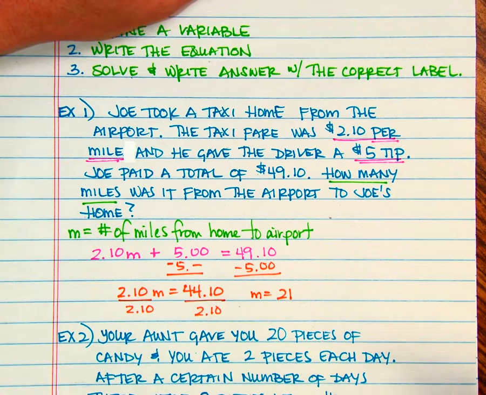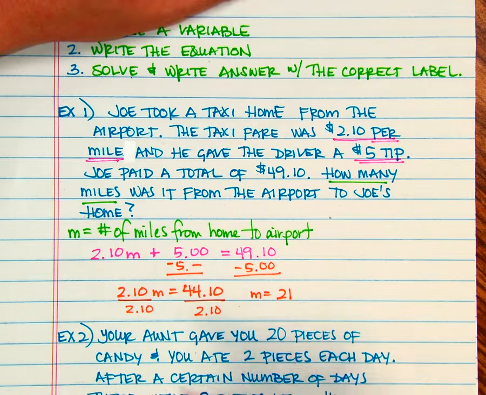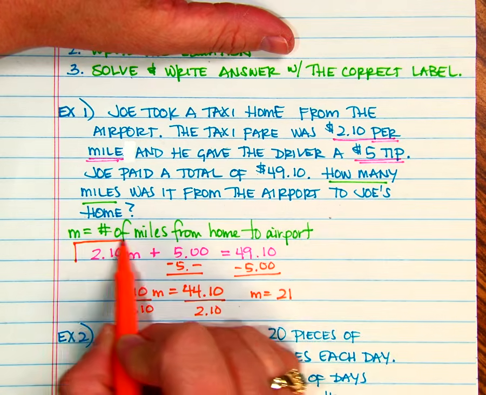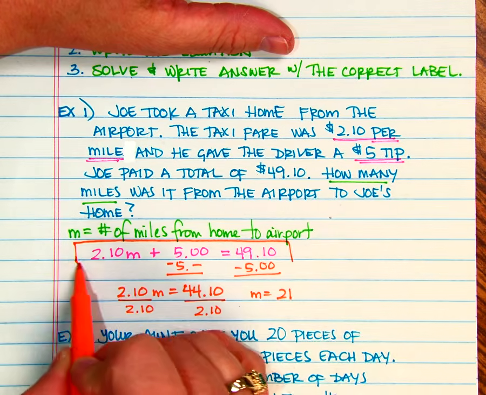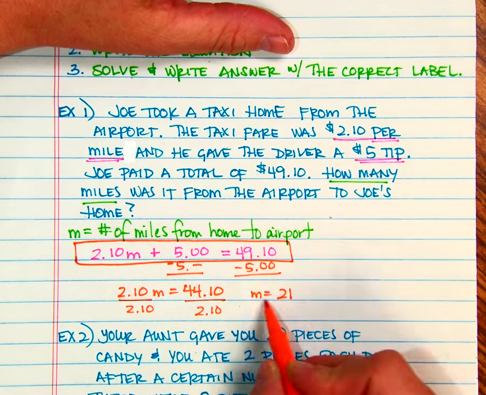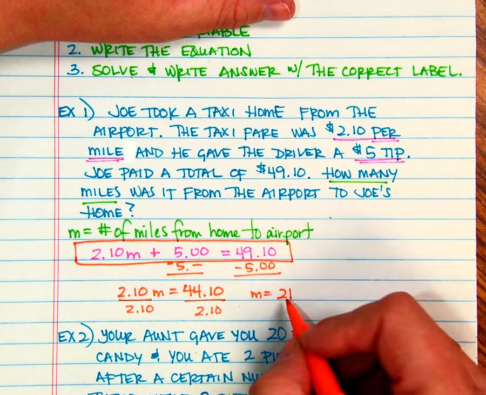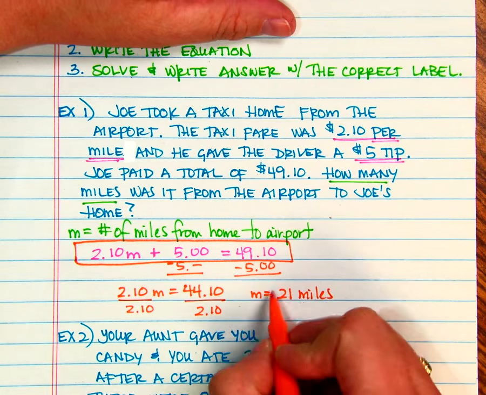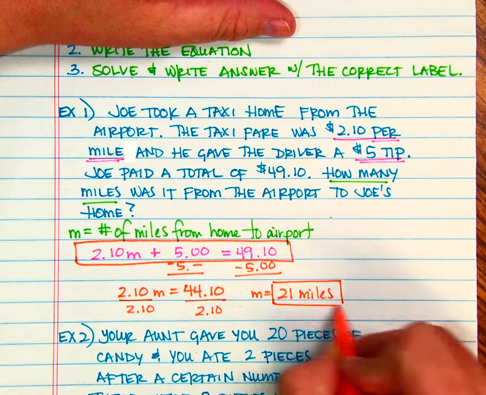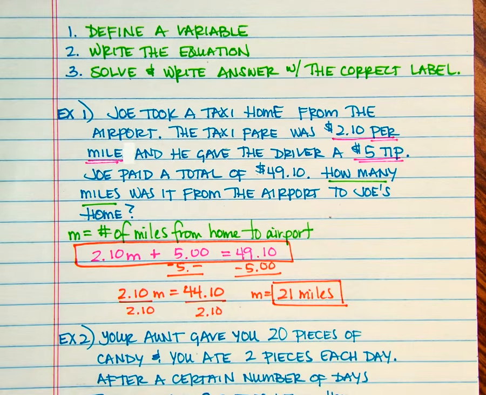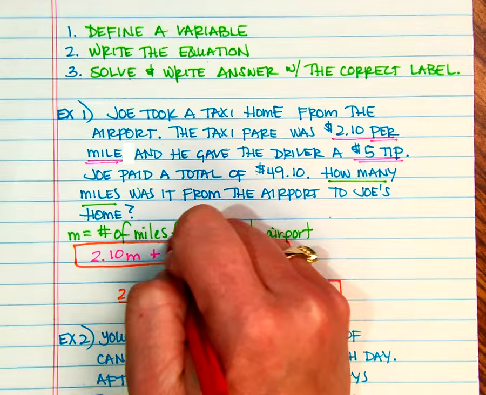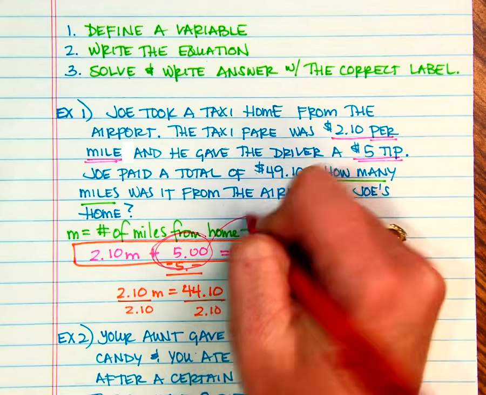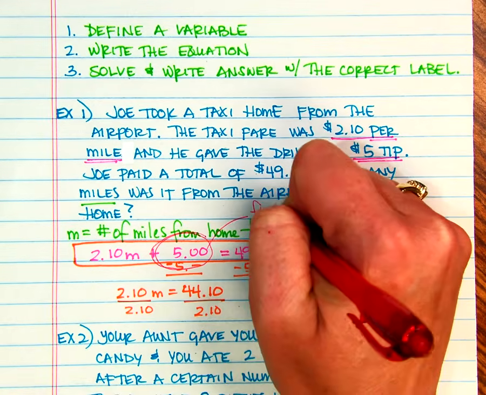So again, going back up to number 3, here's the equation that I'm looking for. That would be step 2. And step 3 says to write an answer with the correct label, so it's 21 miles. So a lot of times I will call it like a flat fee.